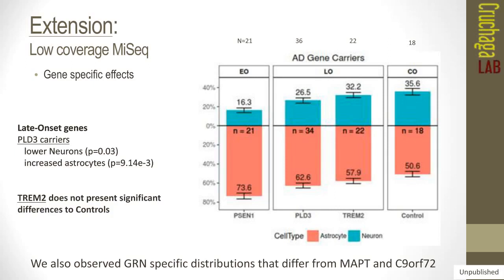Indeed, we stratify the FTD subjects by the mutations in the genes that they are carrying, and we observe that there are some specific effects for granulin that differ from MAPT or C9orf72 carriers. Those are three of the genes associated with FTD. So we see that mutations in different genes confer completely different cell compositions in the brain, in the parietal.